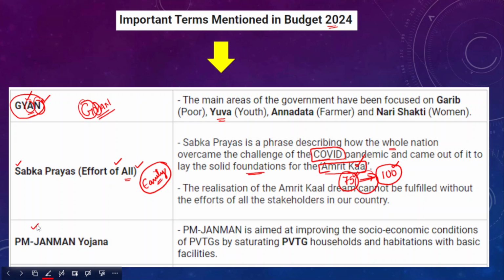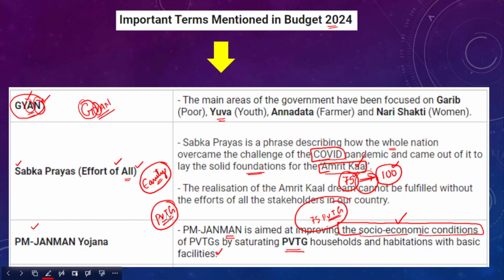After that, the PM Jan Man Yojana has also been launched. This PM Jan Man is aimed at improving the socio-economic conditions of particularly vulnerable tribal groups. Now, if you look at India, we have around 75 particularly vulnerable tribal groups. Therefore, this has been aimed at significantly improving their socio-economic conditions. Households and habitations will be given basic facilities and all necessary infrastructure. That will aim at improving the living standards and living conditions of these particularly vulnerable tribal groups.